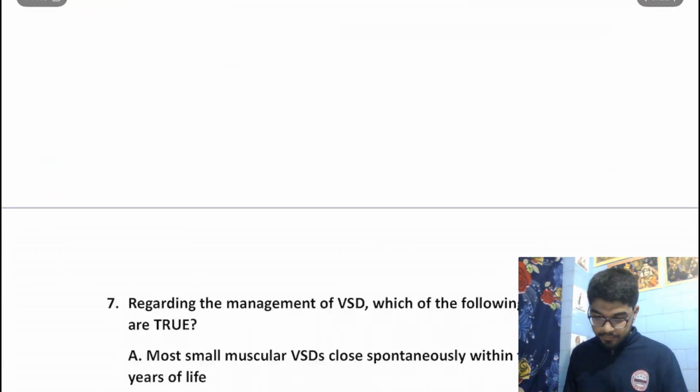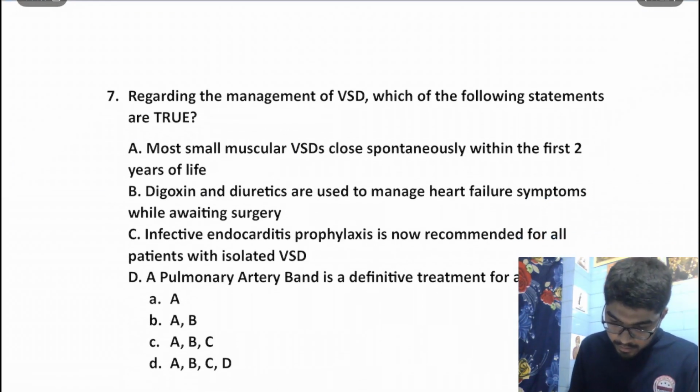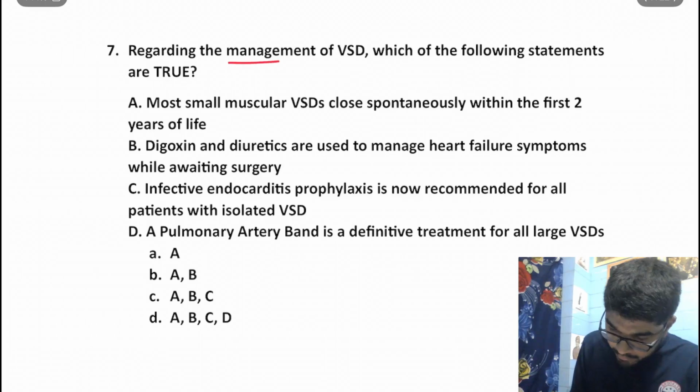Now moving on to the next question. Regarding the management of VSD, which of the following statements are true?